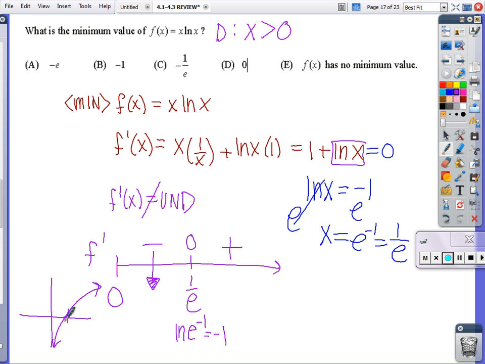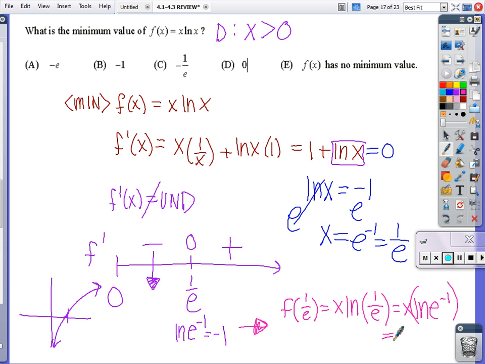So we end up with the minimum happening at 1 over e, but the question was not what is the x value, it wants to know the y value. So the y value we would find by substituting back into the original function equals x ln of 1 over e. But I'm actually going to rewrite that so that we have x ln of e to the negative 1.